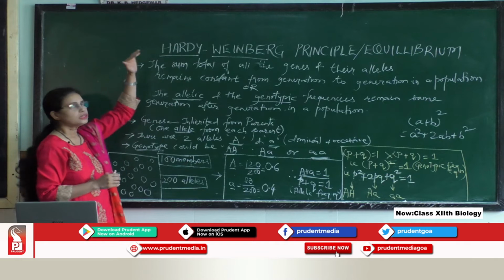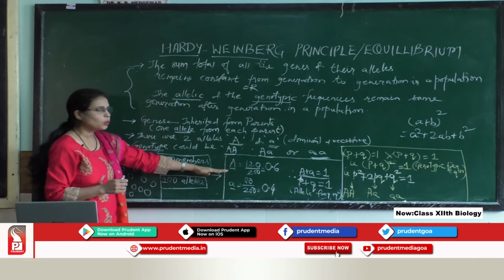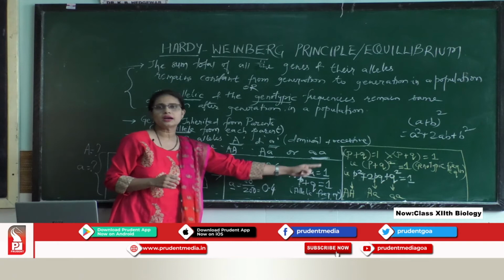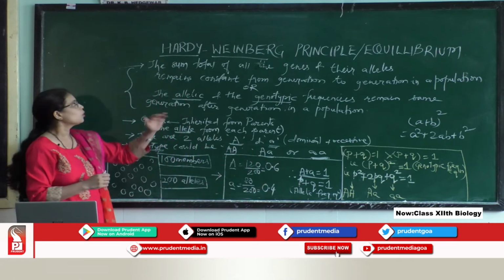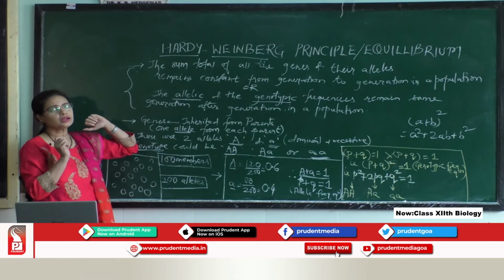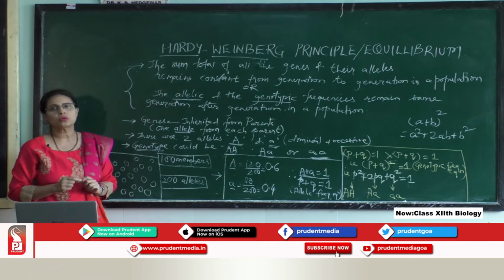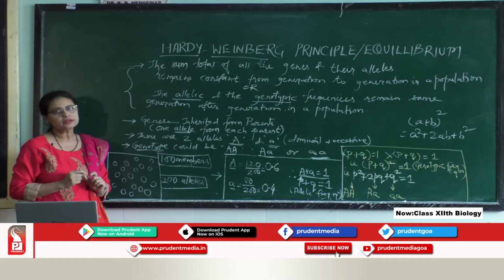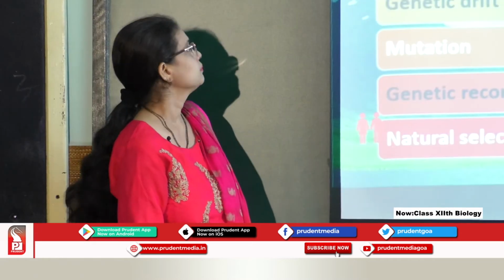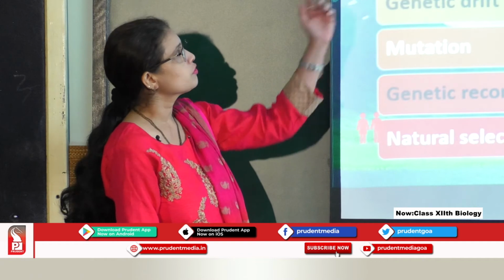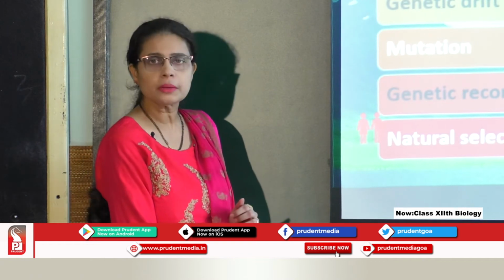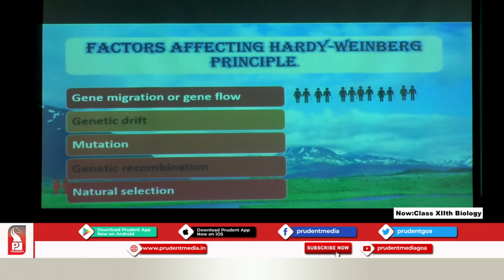I hope it is clear the concept of allelic frequency, genotypic frequency, and what exactly are these equations used for, and what was their statement. And then in the end, I told you that this statement is true only for a non-evolving population. Okay, now we shall see which are those factors which affect this Hardy-Weinberg principle. That means that statement, what Hardy-Weinberg principle says, it cannot be true under what conditions. Which are the factors that affect this principle or this equilibrium?